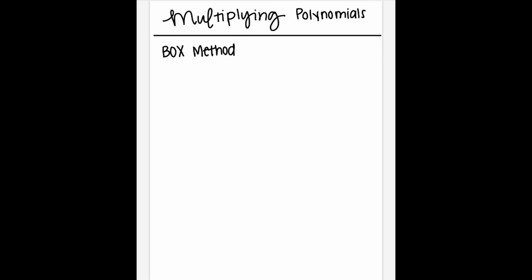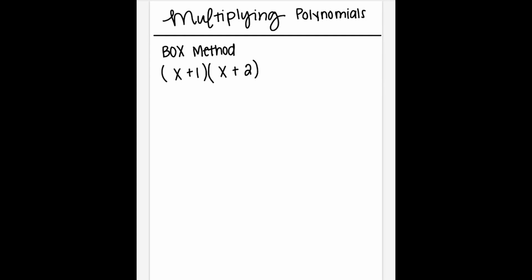When multiplying polynomials, we will use a process called the box method, and this just gives us a way to organize the information so that we don't make any careless errors in the process of multiplying polynomials, because there are several steps involved. So if we have a polynomial, let's say x plus 1, and we're multiplying this polynomial times the polynomial x plus 2.